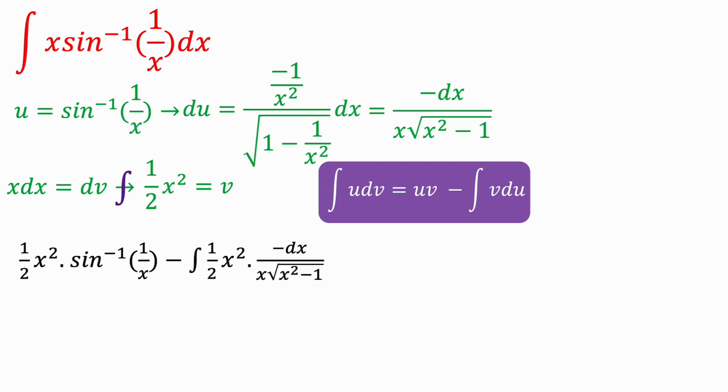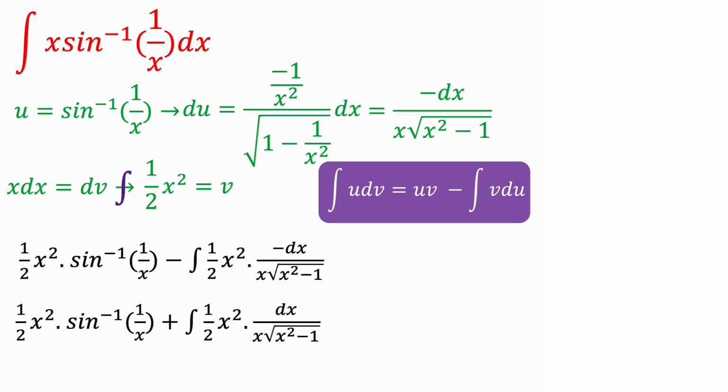V was 1/2 x squared. We found and simplified du together. Now we have 1/2 x squared, whose x cancels with that x. I will call this integral number 1. Let's go solve it. Once we have solved integral number 1, we can very easily replace it. Let's go see what the first solution was. Right, so we have it.